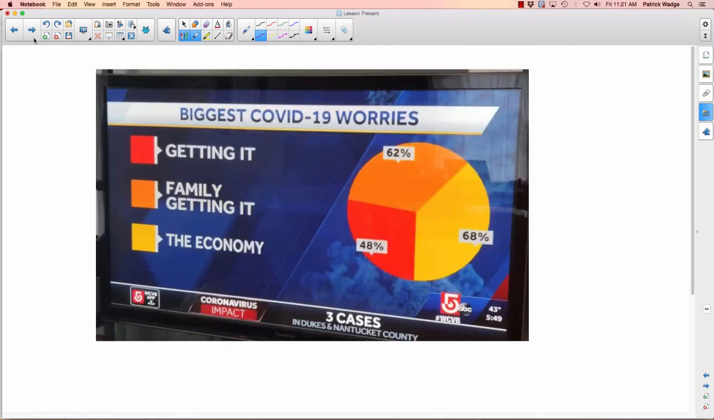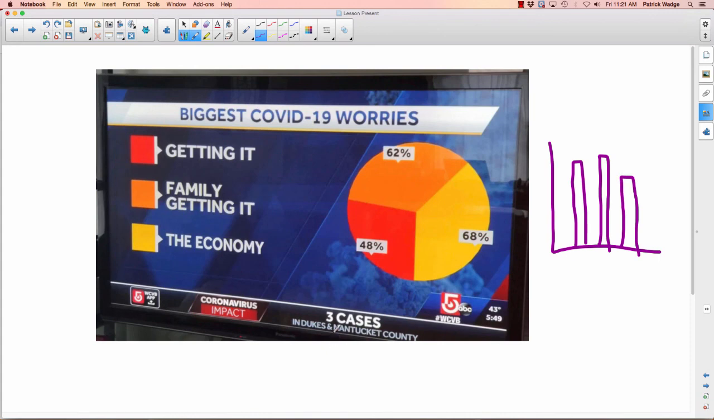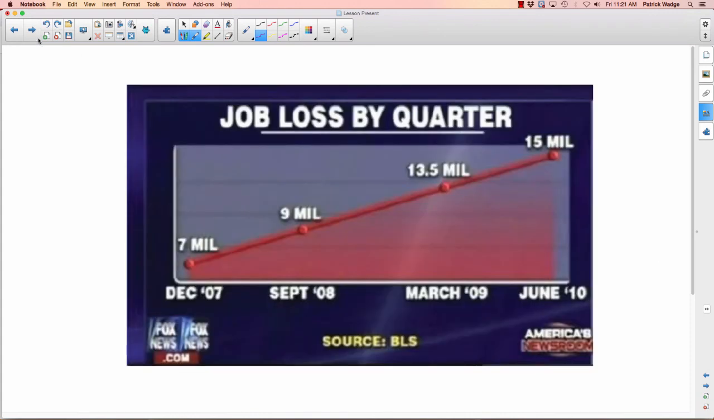Ridiculous. Oh, topical one. Biggest COVID-19 worries. Getting it, the family getting it, and the economy. What's wrong with this one? It adds up to more than 100% here. That can't be possible. They should have used a bar graph. Obviously, some people picked more than one option. One would be at 62%, one would be a little bit higher, and one would be a little lower, and that would make sense. This doesn't make sense.